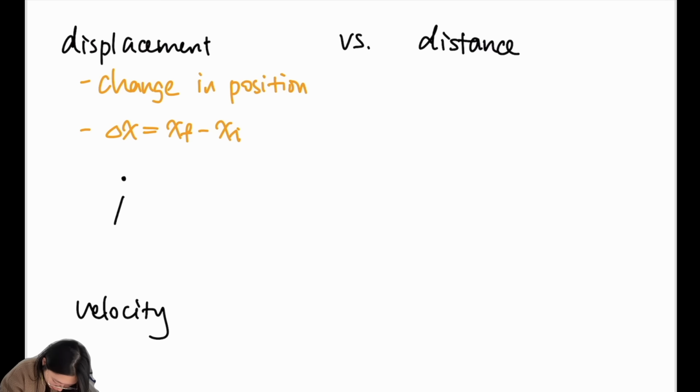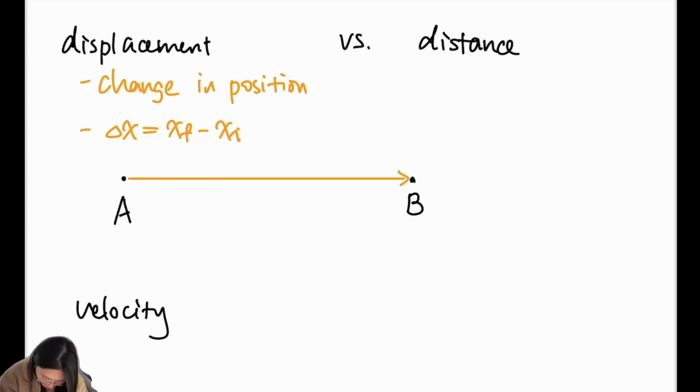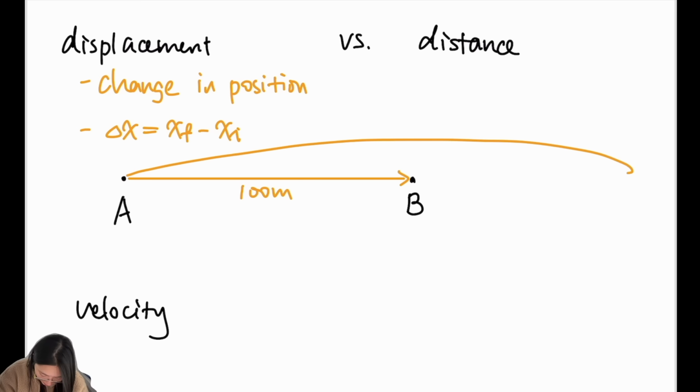So let's say you're moving between point A and point B, and they are 100 meters apart. Then when you go directly from A to B, the displacement is 100 meters and the distance is 100 meters as well. But if you go from point A to, let's say, point C and then going back to point B, then your displacement is still 100 meters while your distance is more than 100 meters, probably 150 or 200 meters. So distance is not always the same as displacement.